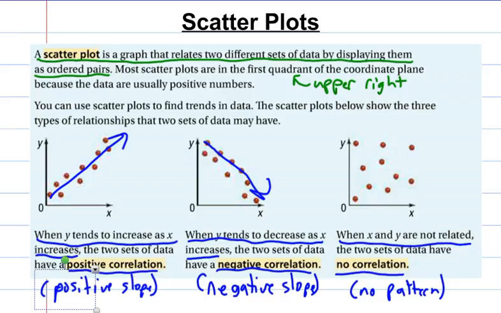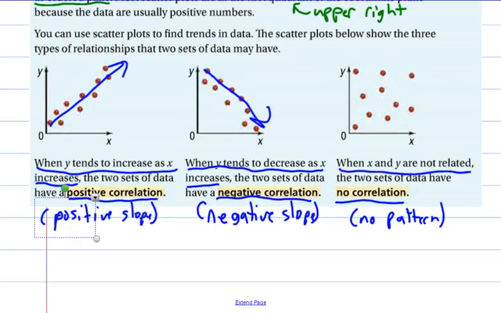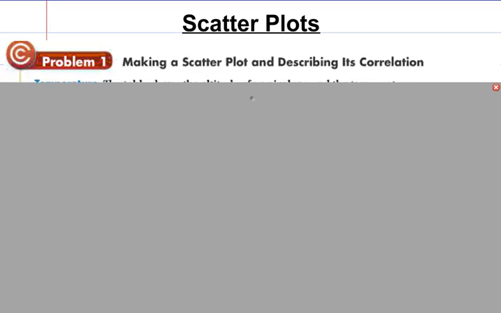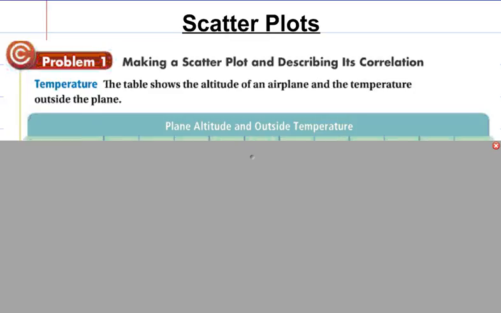So now we know what the different types of correlation are and what a scatter plot is. Let's work with that a little bit. We're going to do a couple things. We're going to make scatter plots, and we're going to look at the correlation of them, and then we're going to talk about trend lines. So first of all, making a scatter plot and describing its correlation.